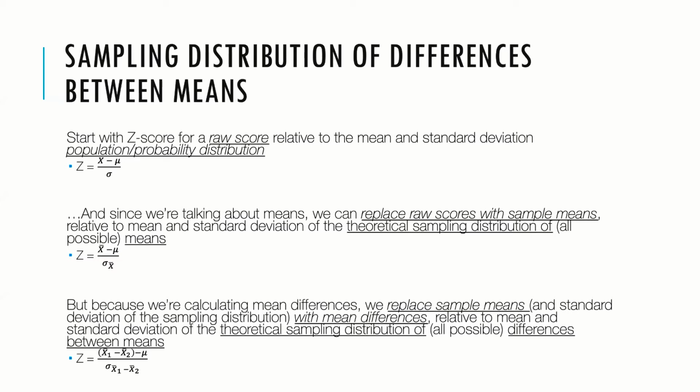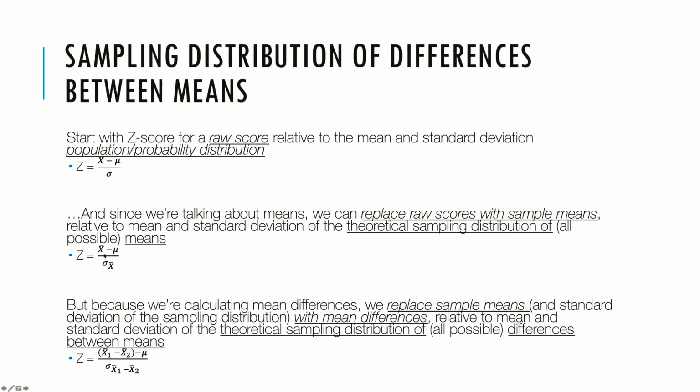However, oftentimes we're not working with the mean of the population and the standard deviation of the population. Since we're talking about means and not raw scores, what we're going to do is replace that x with an x bar, right? So instead of comparing my raw score to the mean of the population, we're now going to compare the mean of my group to the mean of the population. But we're not doing means. We're doing sampling distribution of differences, right? Sampling distribution of differences between two group means.